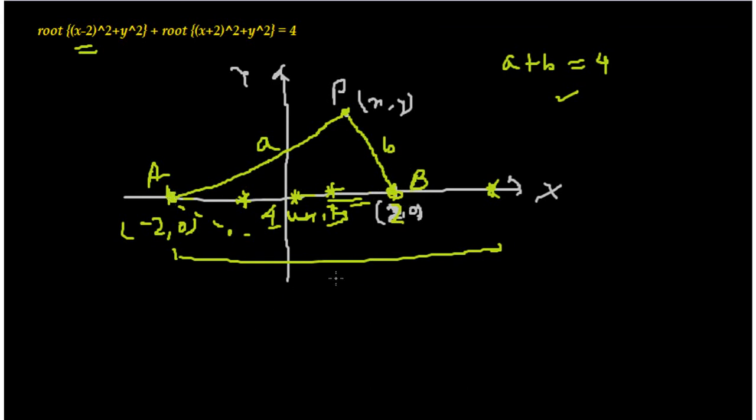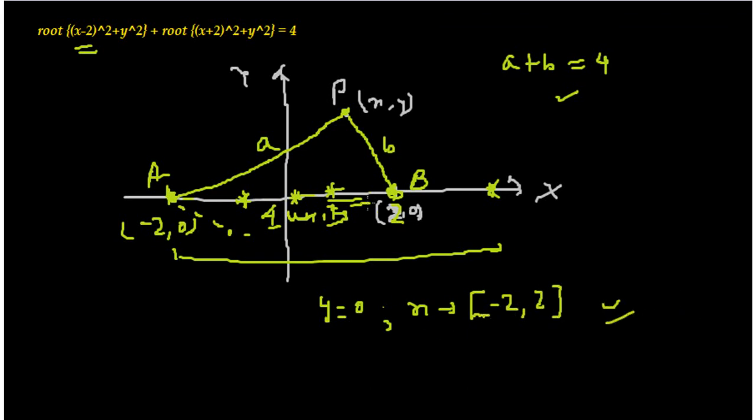So the required solution to this question is, first of all, the y component is 0, so y is equal to 0, and x will vary from minus 2 to 2 included, right? So this is the solution to this question.